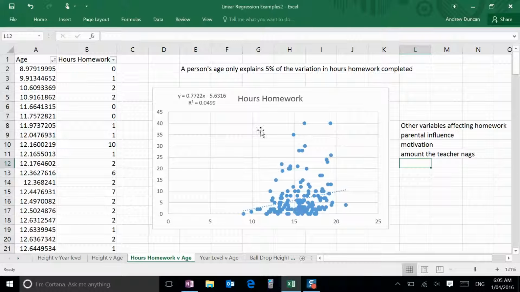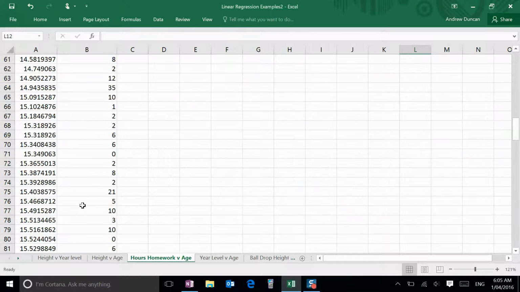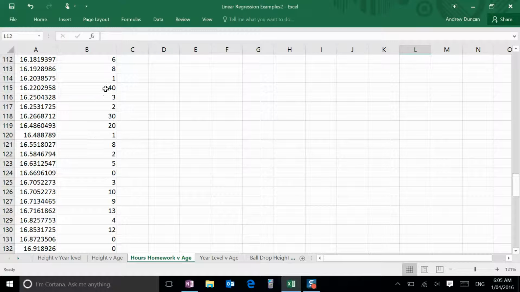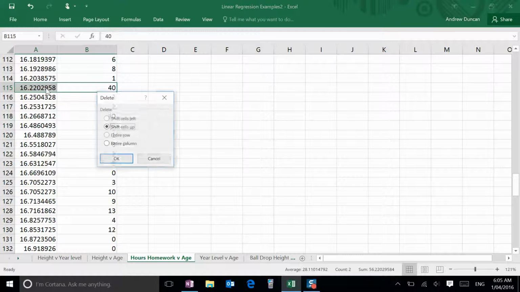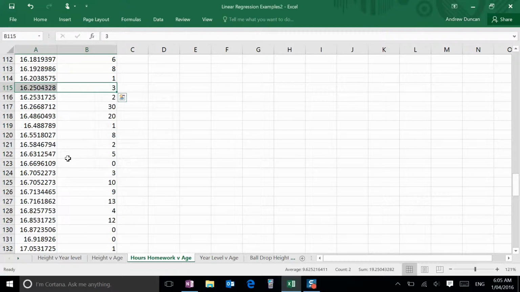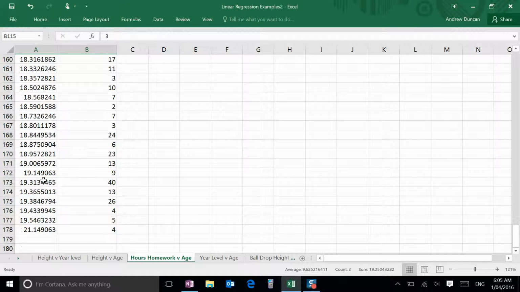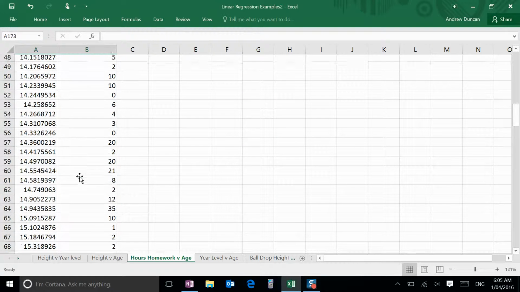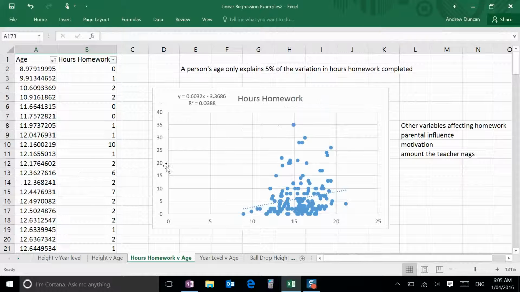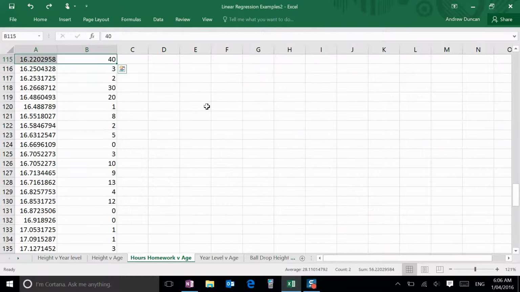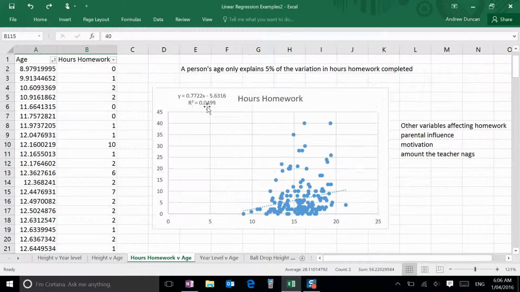Again, we've got some outliers here. I might just try and get rid of these 40 people. I hope there's people doing 40 hours study, but just to see how the model changes. And actually it explained less, getting rid of them. There was only 3% with them gone. So that's a pretty bad model.